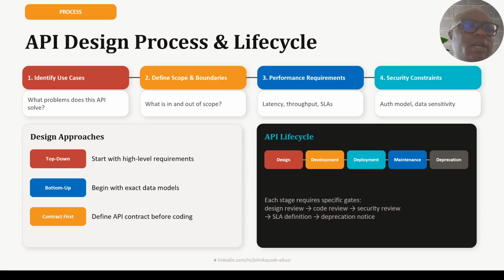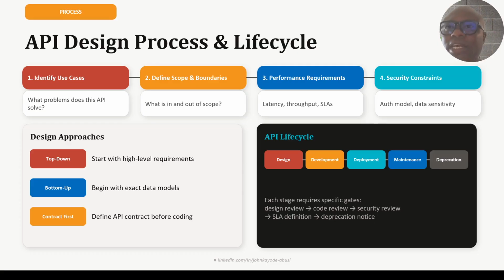Then the other approach is contract first. So you define the API contract before coding. That's exactly what is in this. What is the use case? What is the problem that this solves? What do we have in scope? What do we not have in scope? When you define that, and then you start coding from that perspective. So that is API design approaches.